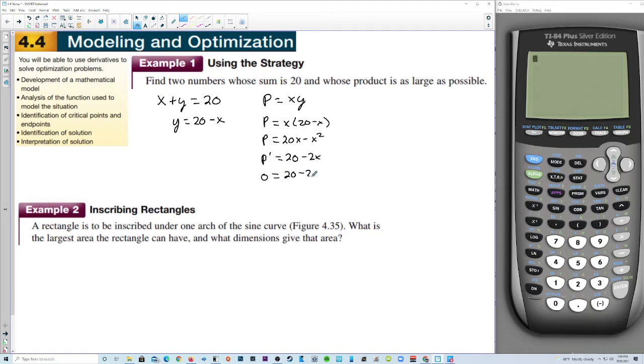So we have 20 minus 2x. We'll add 2x over, and x is equal to 10. So 10 plus 10 is 20. So the two numbers are 10 and 10.